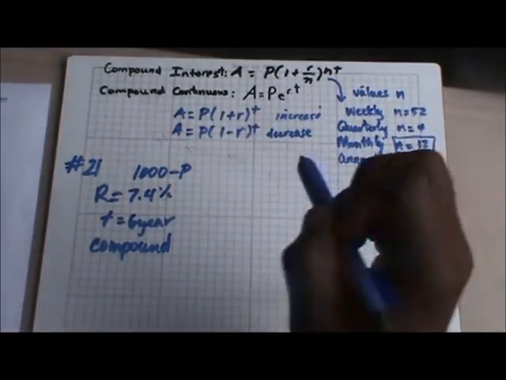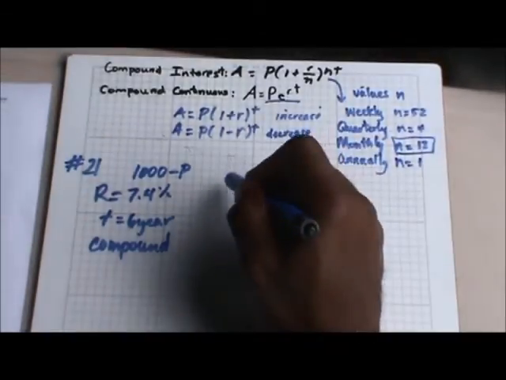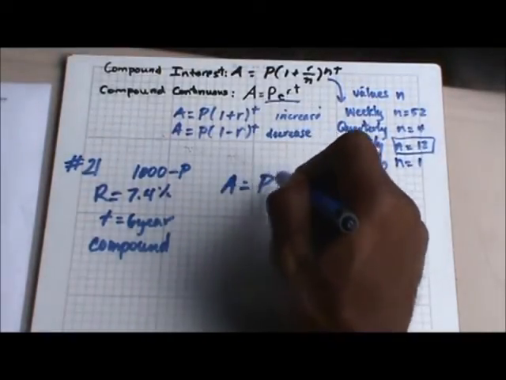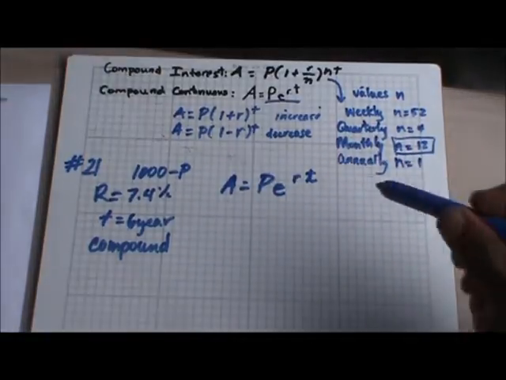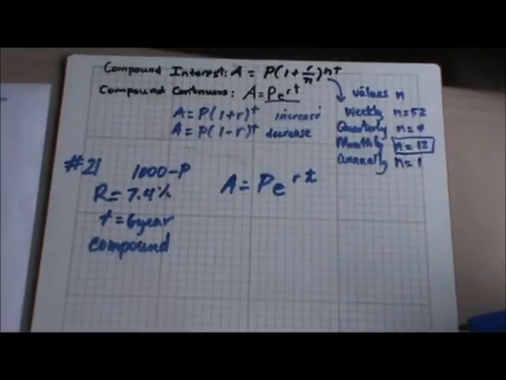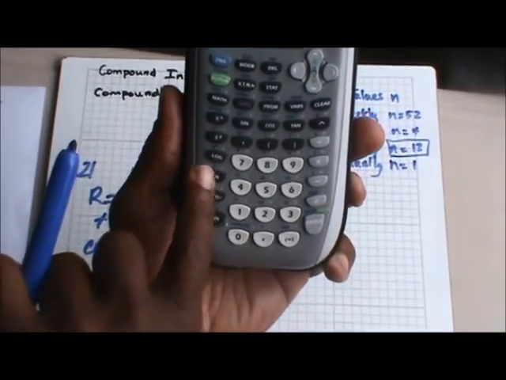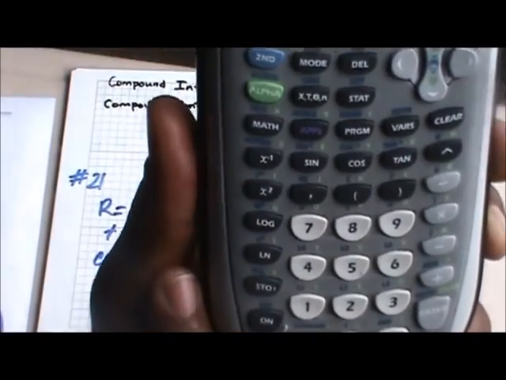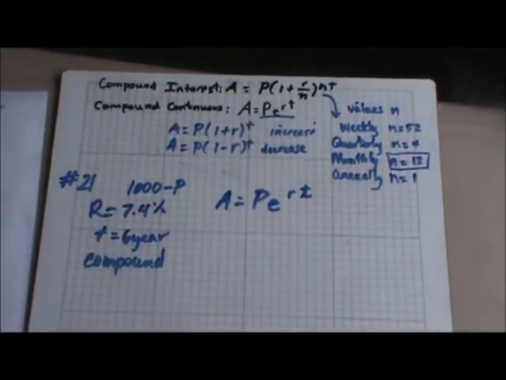PERT. That's why we say that, because actually PERT is a shampoo. All right, so let's go. A is equal to P times E to the RT. Now remember, E is a constant. It's that second natural log key in your calculator. If we look at this calculator, it is that button right there. That's that natural log, that LN key. So we want to make sure we use that.